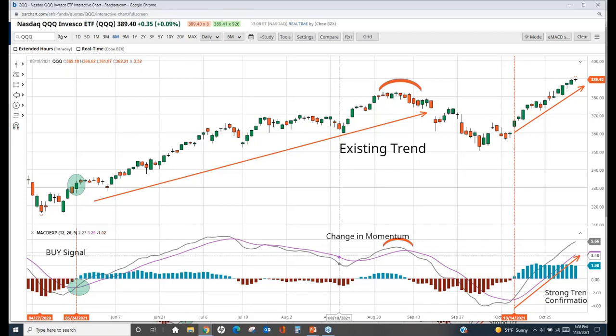Now, also, we have a histogram, which is the difference between our MACD line and our signal line. And it often appears in your MACD indicator. Notice here our MACD line is below our signal line, and the histogram is just a graphic representation of the width of the difference between our signal line and our MACD line.